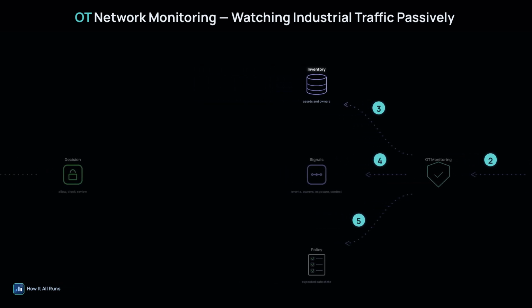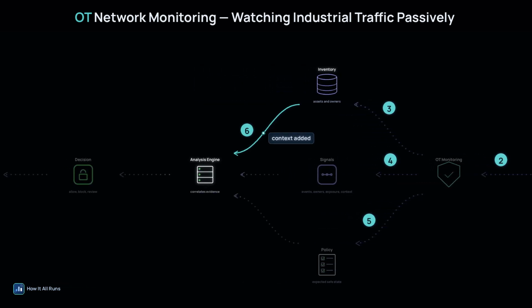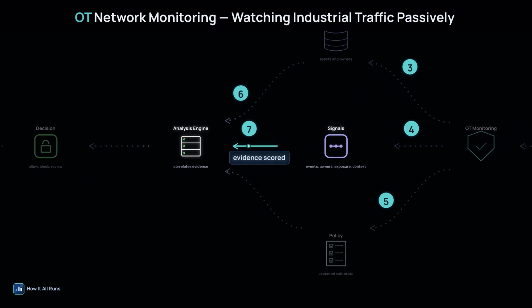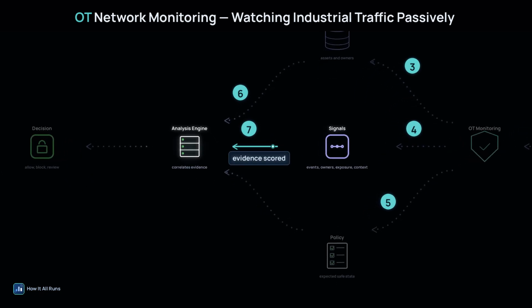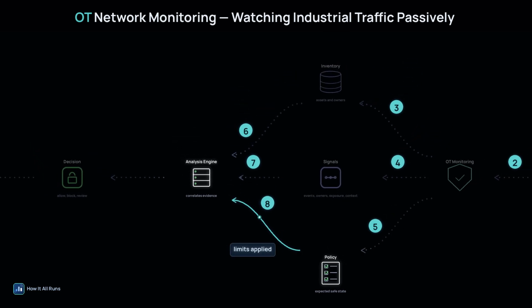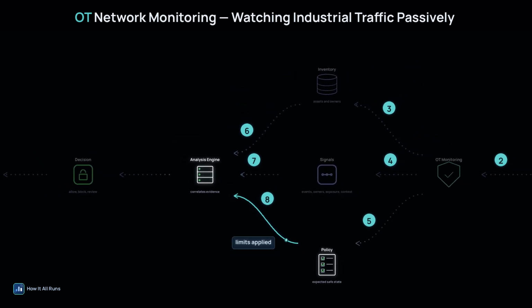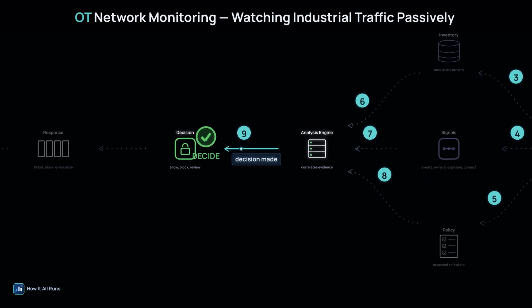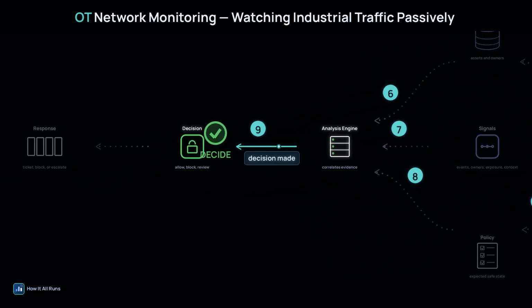Inventory context enters the analysis engine, so the finding is tied to the right owner and asset. Live signals enter beside it. Now the engine has both background context and current behavior. Policy joins the engine too. This turns observations into a defensible decision. The engine chooses an outcome: allow, block, quarantine, create a ticket, or ask for review.